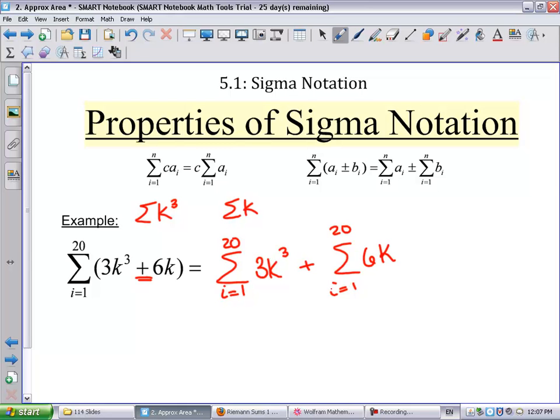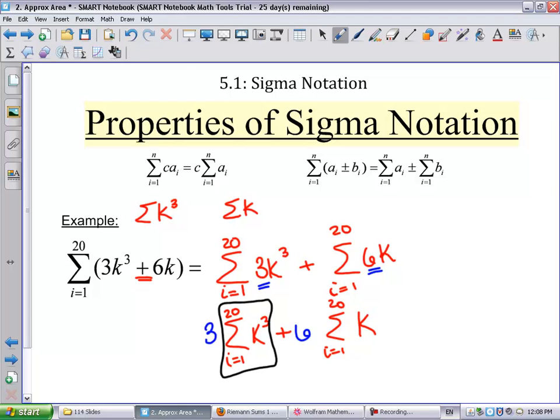Right, and so then for each of those, we have a constant times a formula, so we can pull the constant out front. We get 3 times the sum as i goes from 1 to 20 of k cubed plus 6 times the sum as i goes from 1 to 20 of k. And now we've gotten exactly summations that we have formulas for. Note that they start at 1, they go up to some number n, and they're just k.